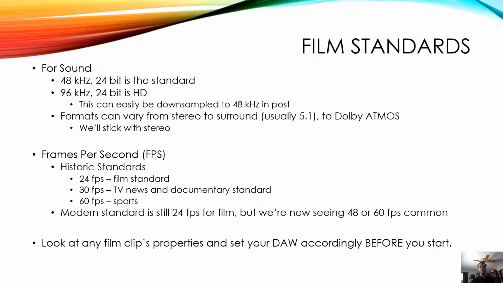There are a couple of standards that we need to discuss and you need to be aware of for when you're working with film clips. In film, the sound has a standard of 48K 24-bit for standard audio quality. For HD, you're going to work at 96K 24-bit, but here's the thing. I recommend you work at 96K 24-bit as long as you have the hard drive space for the really large files that will generate, because you can easily downsample it in post to 48K, but you can't upsample easily to 96K.